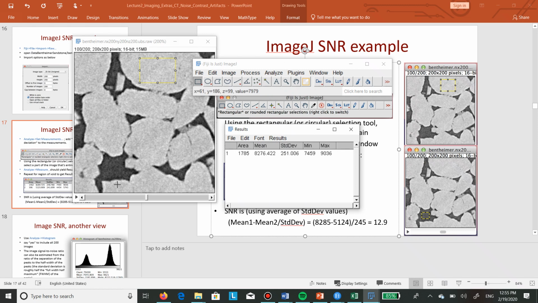Okay, and now I'm going to go to another area, so draw another rectangle right here. I can try to be larger, just trying to stay within the pore values.